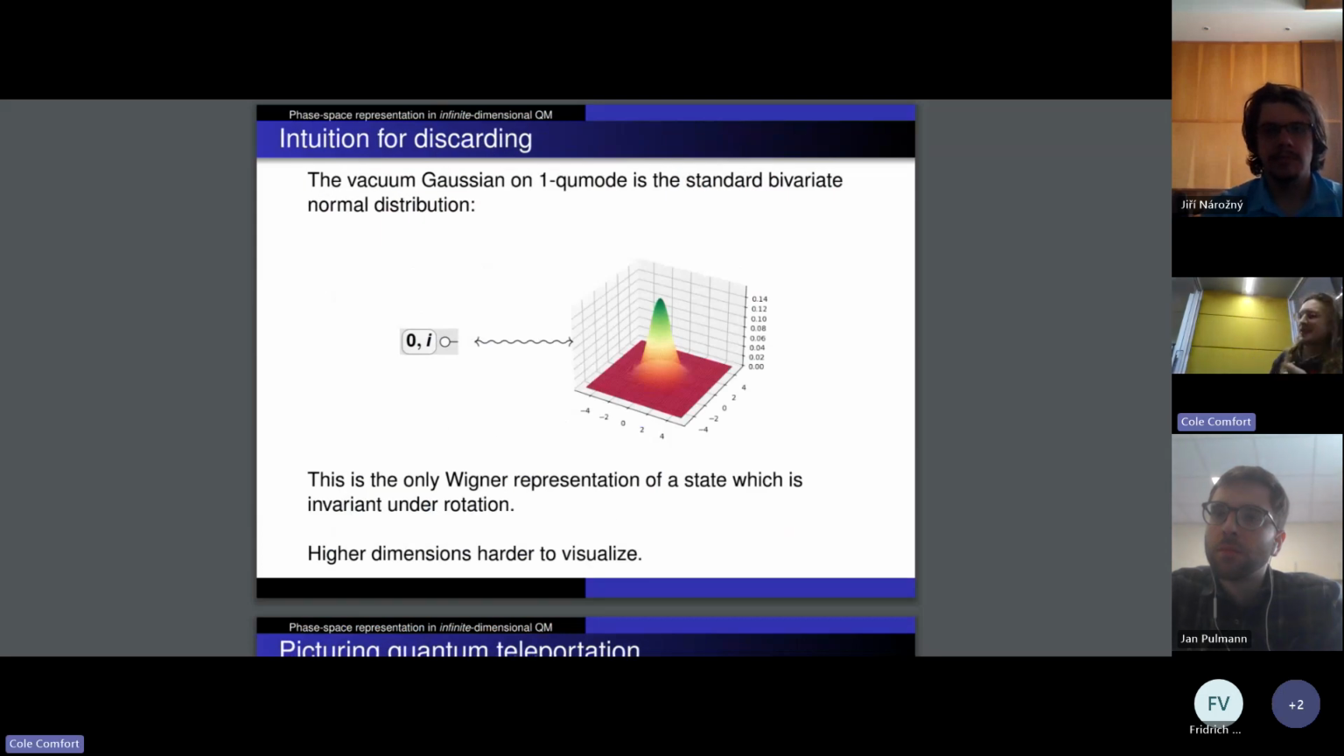And some intuition for how this works is if you take the vacuum Gaussian state, this is represented by this positive complex affine Lagrangian subspace, just given by convolution at the origin by the standard normal distribution. And this is the only distribution which is going to be invariant under rotation. Because if it trails off more in one direction than the other and the covariance is different, if you rotate it, the symmetry is not conserved.